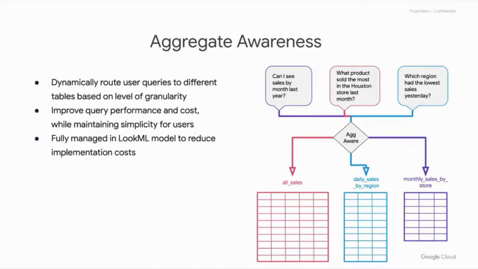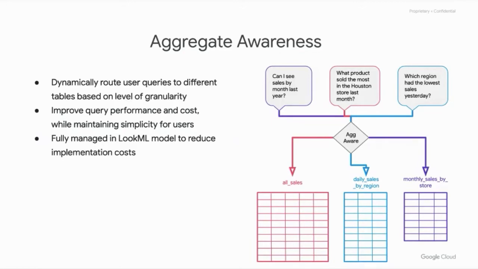So again, this helps to improve query performance. It can also reduce cost by using these more simple aggregate tables rather than scanning all of your underlying sales data. And it's simple for end users. It's the same exploration and dashboard experiences they're used to. So aggregate awareness is a big feature to help with performance.